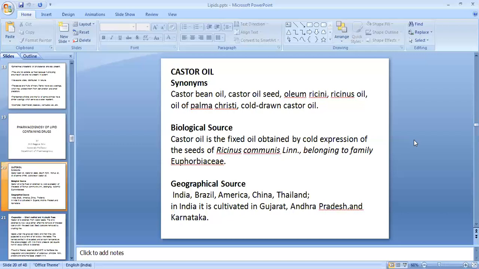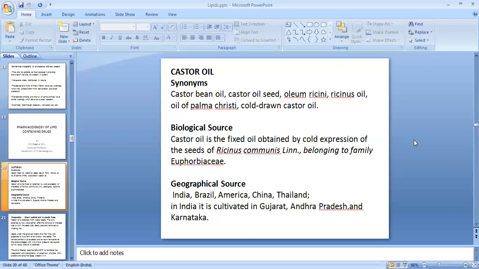And morphologically, it is an unorganized drug because it is a fixed oil which is expressed from the seeds. So it is an unorganized oil. Can you just see the synonyms of castor oil? It is otherwise called castor bean oil or castor oil seed, or otherwise called Oleum ricini or ricinus oil or oil of Palma Christi or cold ground castor oil. These are all the other names by which castor oil is called.